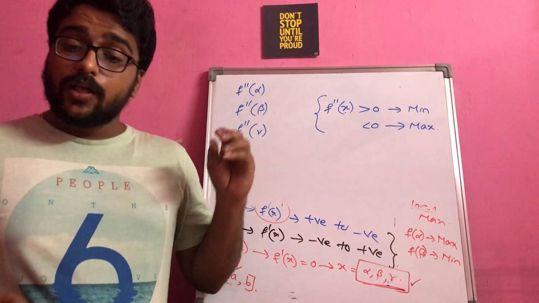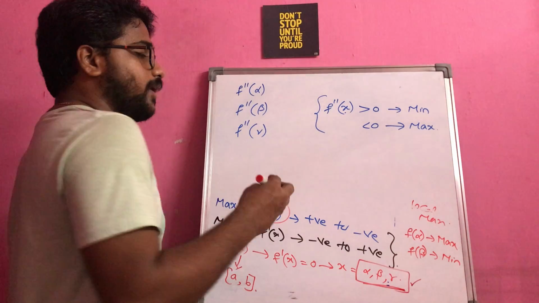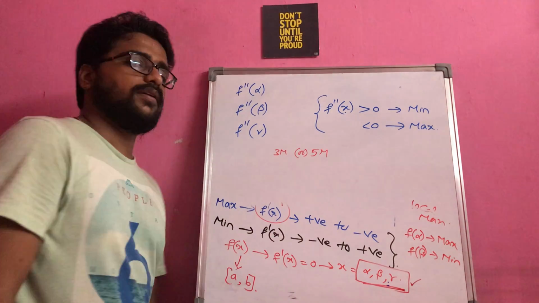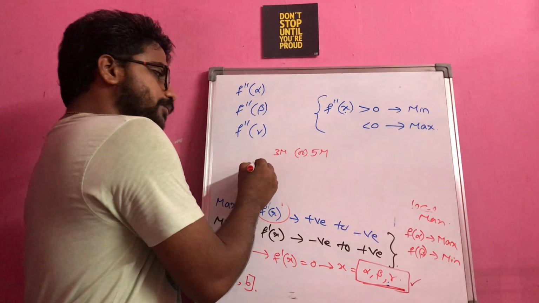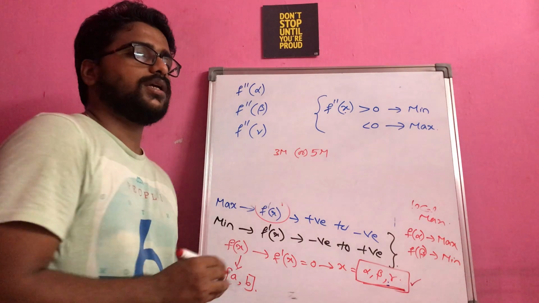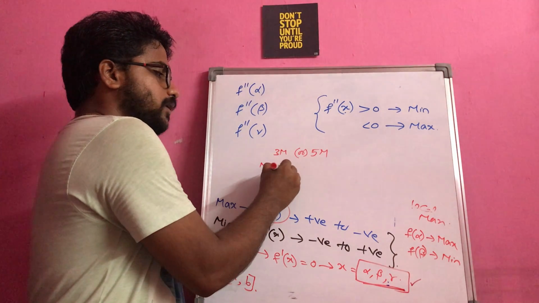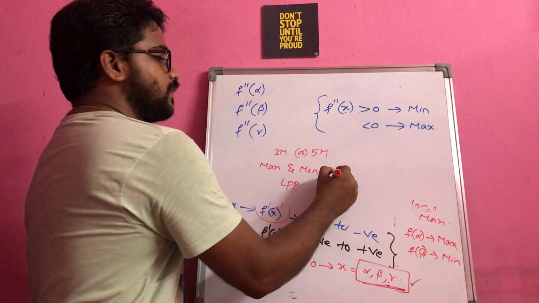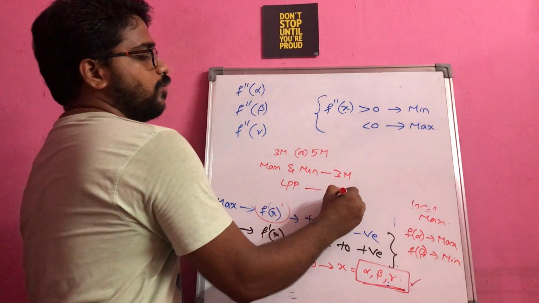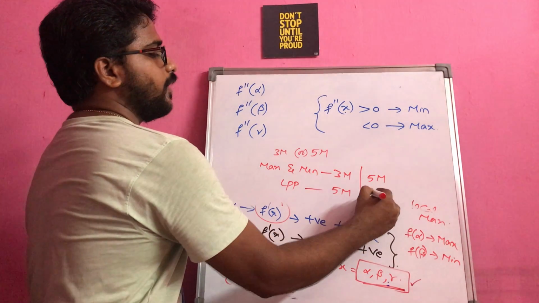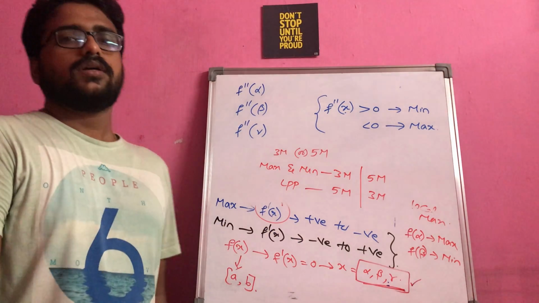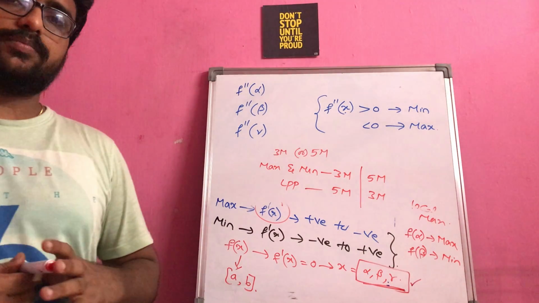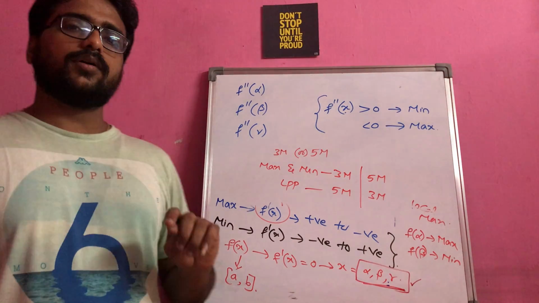From this, the weightage for the board exam is that they will give either a 3 mark question or a 5 mark question. There is a question from maxima and minima and LPP. Generally, if this is asked for 3 marks, then the LPP question will go for 5 marks, or if this goes for 5 marks, the LPP question will come for 3 marks. So if you are thorough with these two topics, you will get at least 8 marks from this topic, right? Maxima, minima and LPP I am talking about.